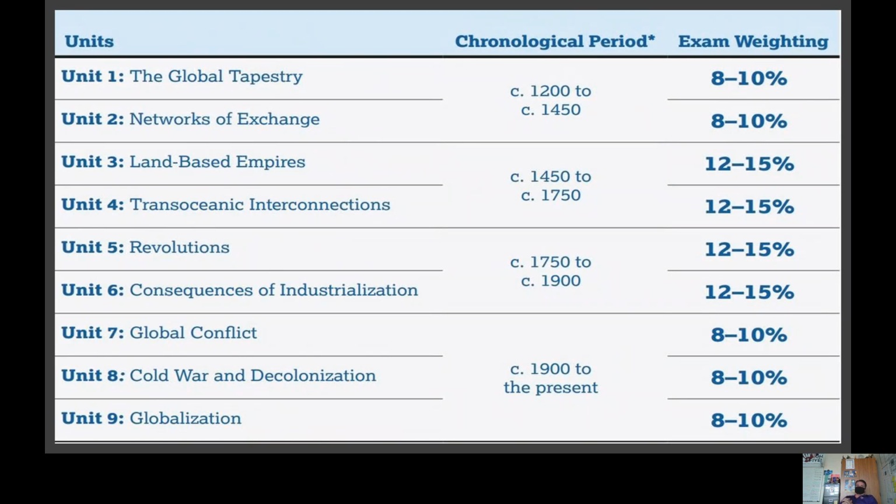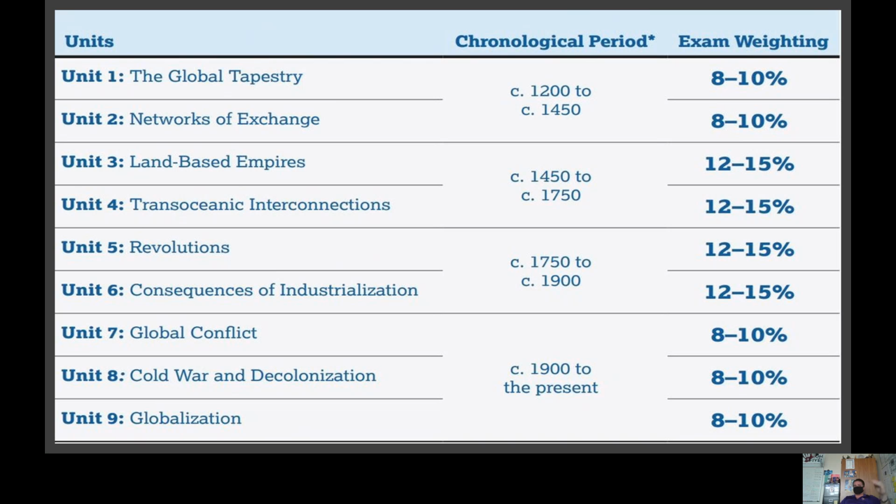All right, so here's our units. We've got 9 units of instruction. Today, we'll just kind of scratch the surface. We'll talk about Unit 1, the global tapestry. Tomorrow, we'll finish up Unit 1. We will also get to Unit 2, networks of exchange. I think we can get through that pretty quick.